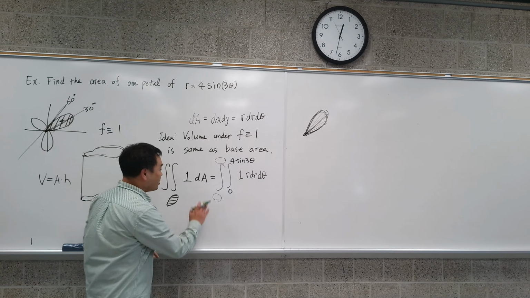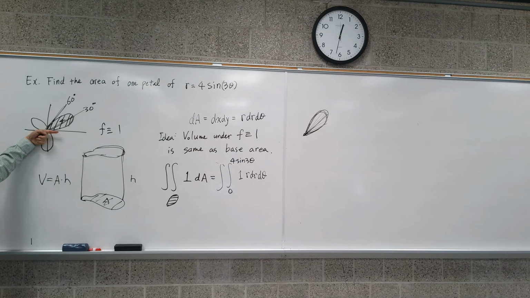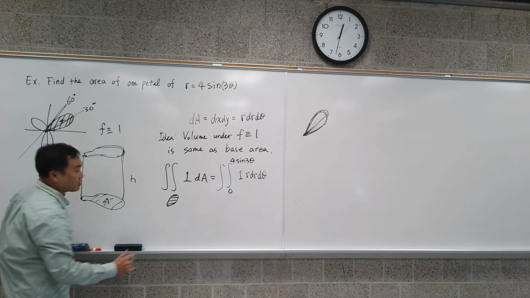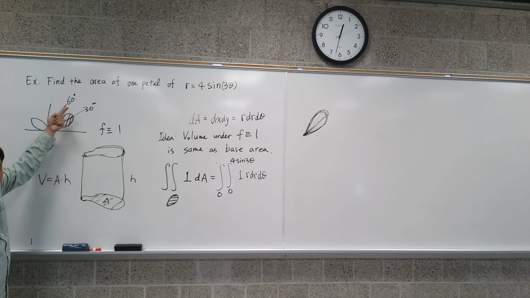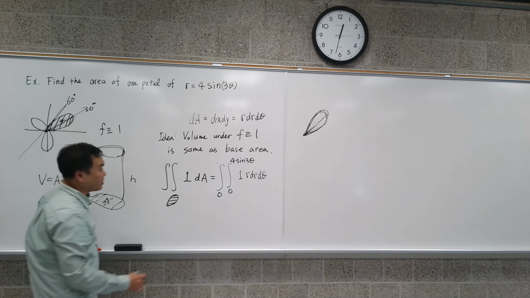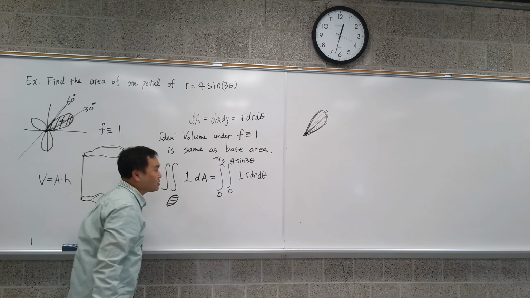But from here, theta goes from where to where in this picture? It starts from here, which is, what's that direction? Theta value? 0. Okay. And what's this direction? Pi over 3, because that's 60 degrees. 60 degrees is pi over 3. So you put pi over 3 here. Okay, so that's what we have to integrate.